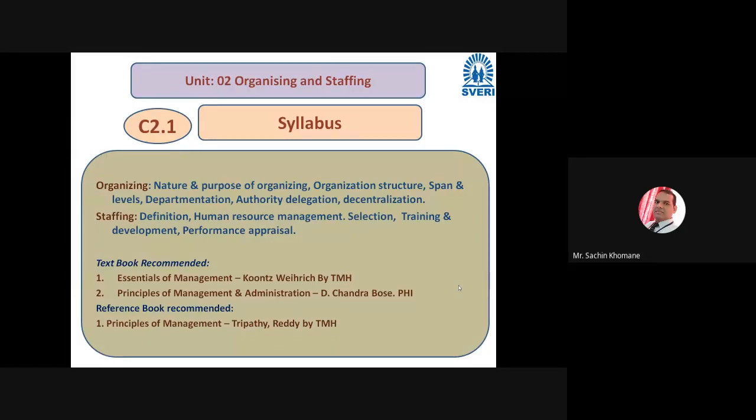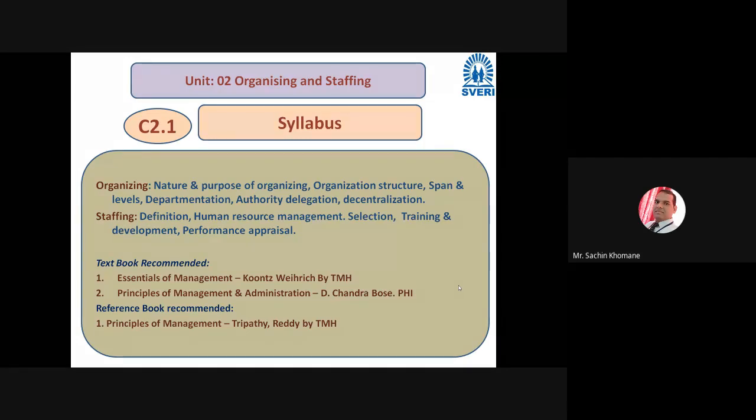So in staffing, we understood that staffing is a function of manager, right? Where the manager chooses the right person for the right job. Staffing is nothing but choosing the right person for the right job, or sometimes people take the meaning as recruiting the people for certain tasks. So its definition again we have to see. We have seen just the function, but here exactly what is staffing? Its activities we have to see. So staffing definition we have to see.